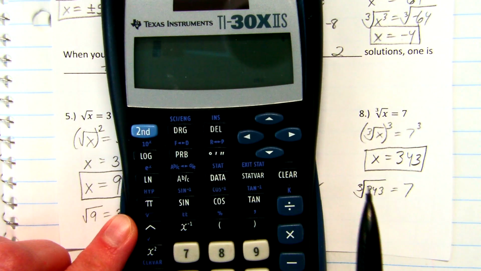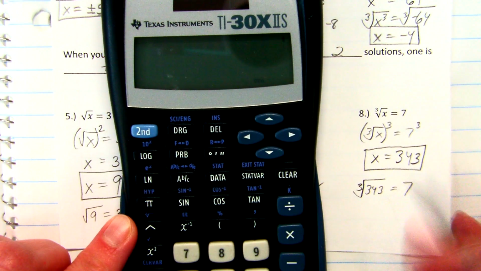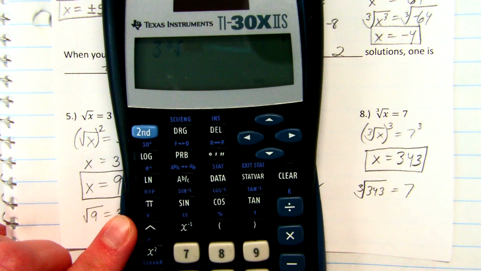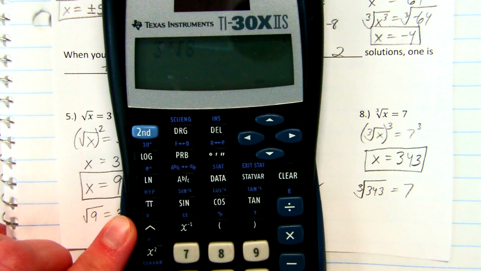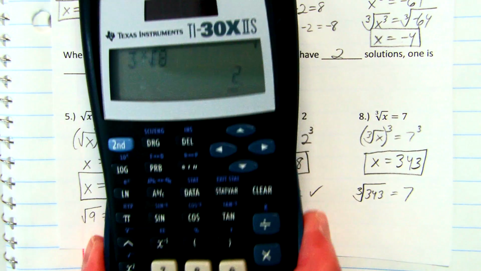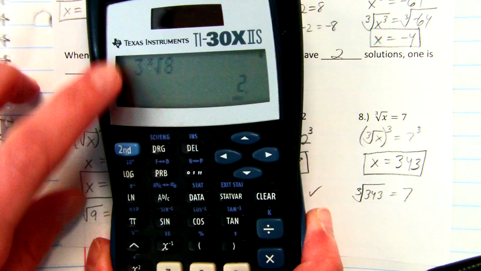And so what we do with that one is if I want to take the third root, I think we hit 3, then second and that button. And then let's say we're taking the cubed root of 8. It gives you 2. So you have to put a number right here. You can't see it really well. There you go. You have to put the number here that goes in there.